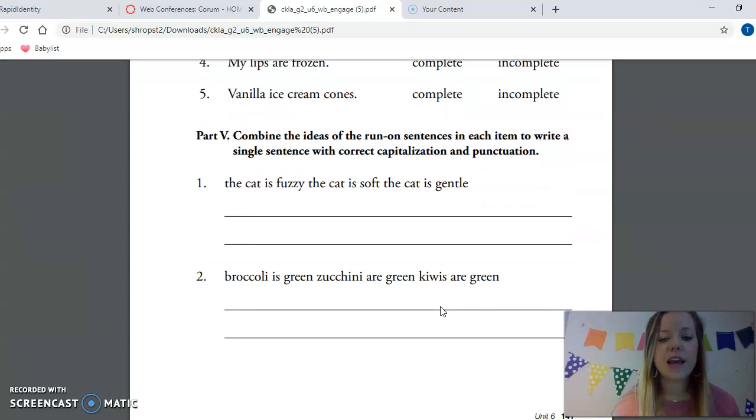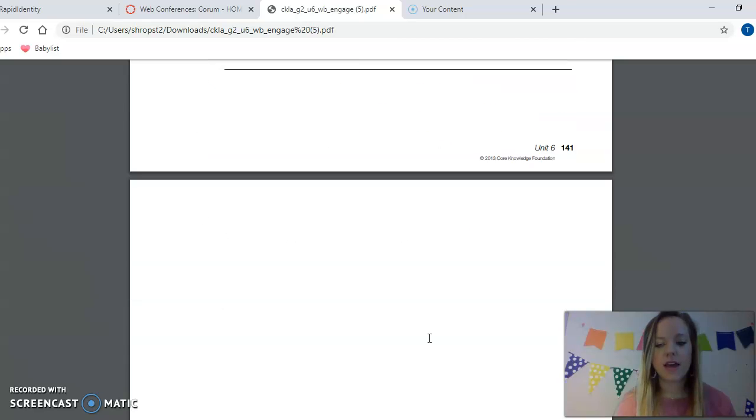And it says combine the ideas of the run-on sentences in each item to write a single sentence with correct capitalization and punctuation. And remember that "and" is that linking word that we can add to make an incomplete sentence come together. Okay, so that's what you'll do.